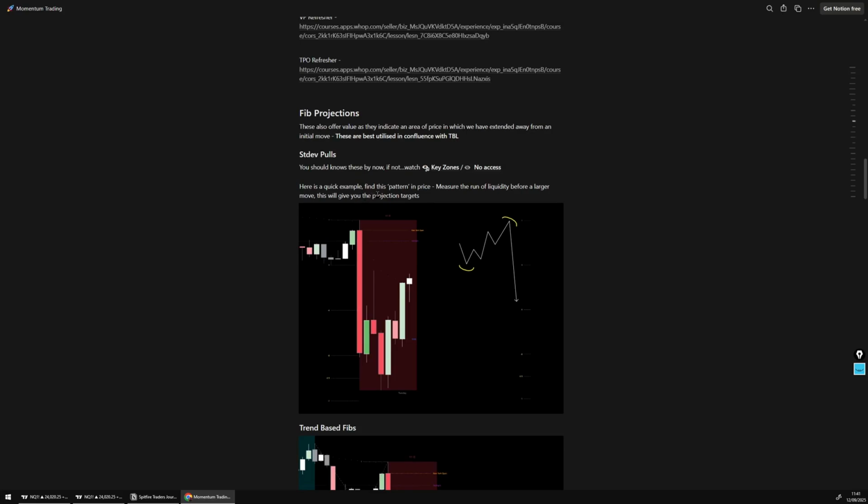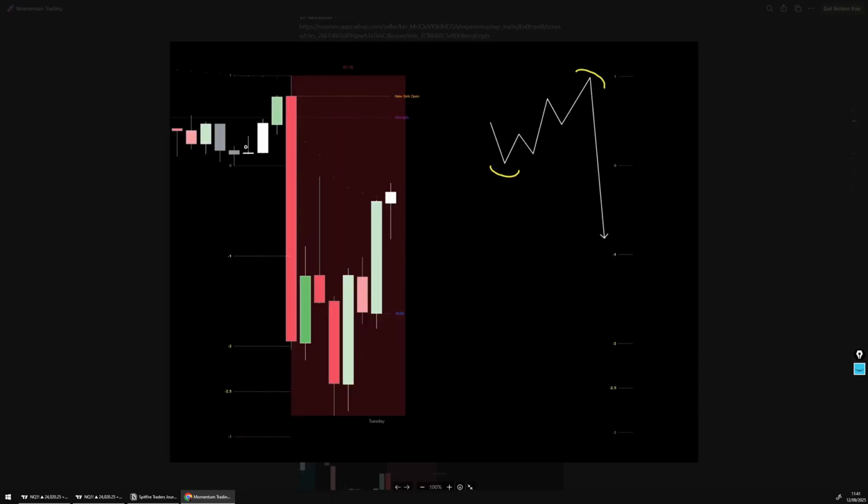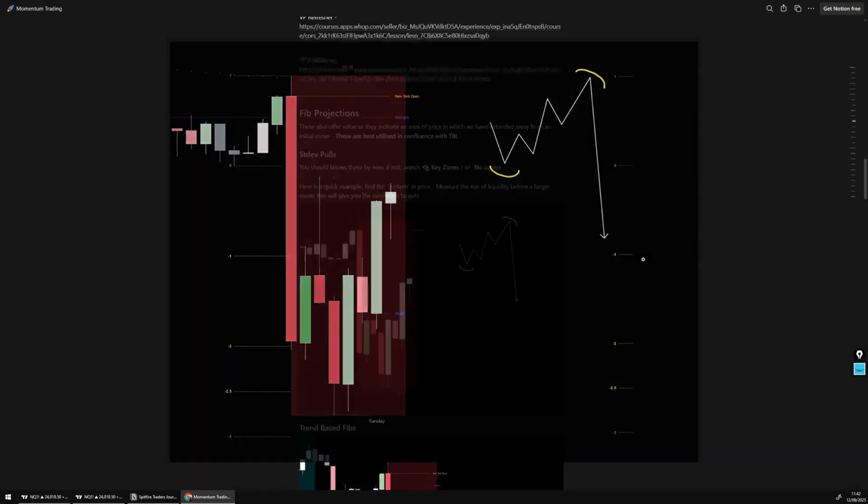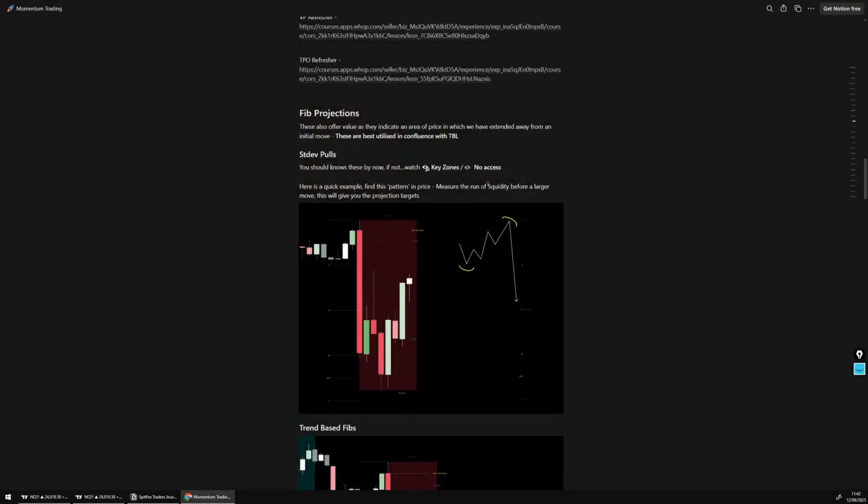Here is a quick example. So as we know, I'm looking for a move that runs liquidity, and I'm looking for a sharp move down, and I'm looking to measure that move. Okay, so I'm simply just looking for this kind of pattern. Okay, I'm looking for a whoop, boop, that kind of thing. Right, so we measure the run of liquidity before the larger move, and this will give us our projection targets.